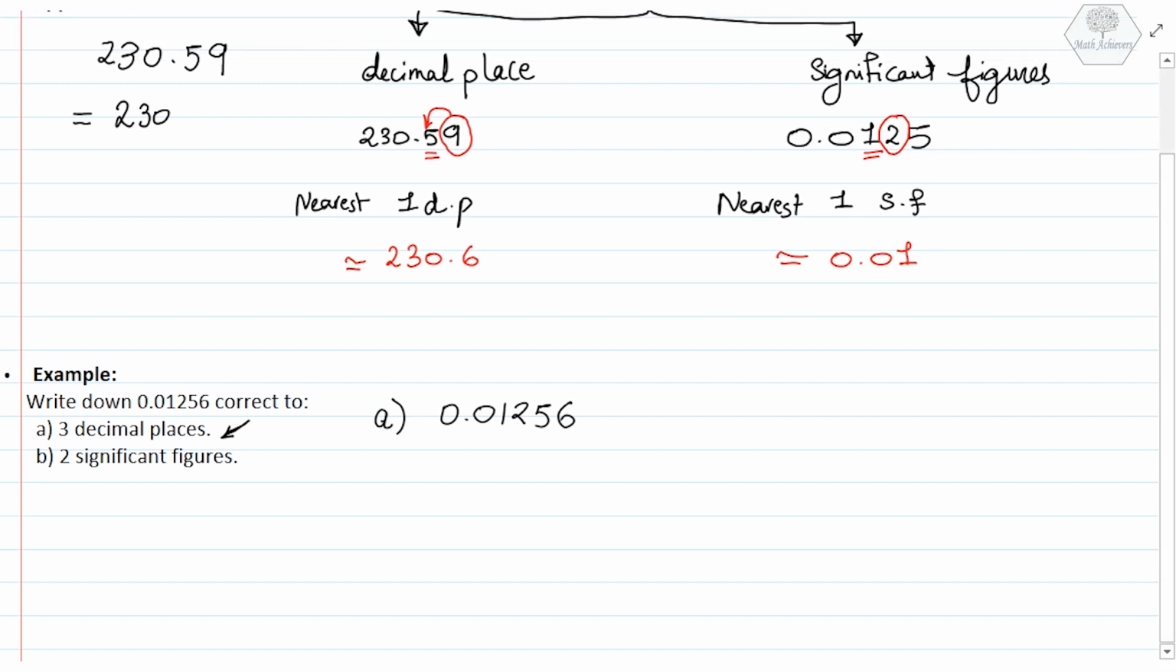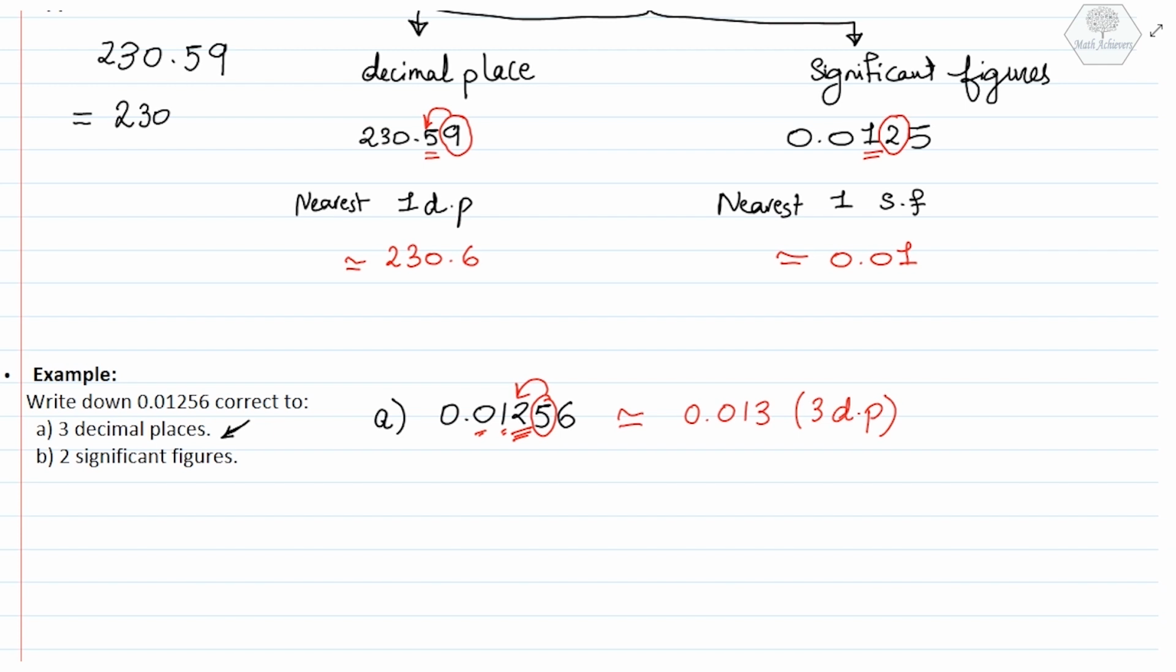For decimal places, I count the digits after the decimal point. So this is the first digit, this is the second digit, and this is the third decimal place. I look at the 5. Does the 5 give 1 to the 2? Yes, it does. So rounded to 3 decimal places, this value would be 0.013.